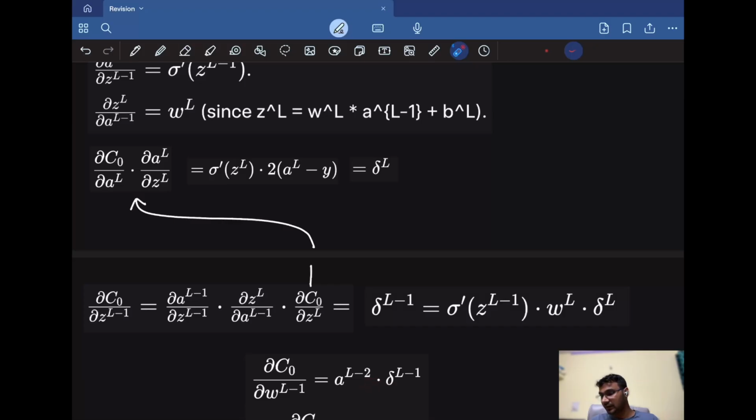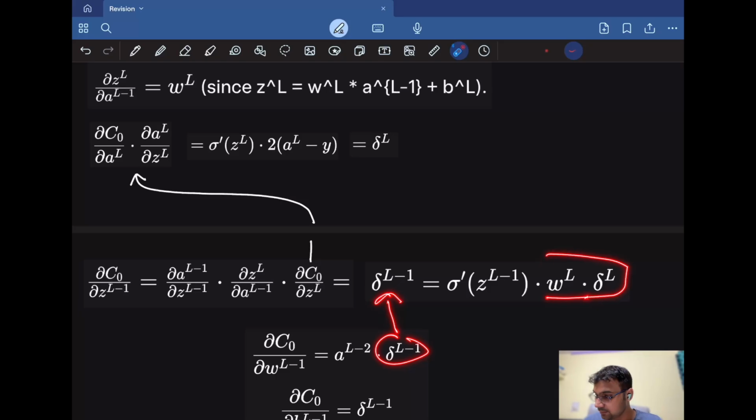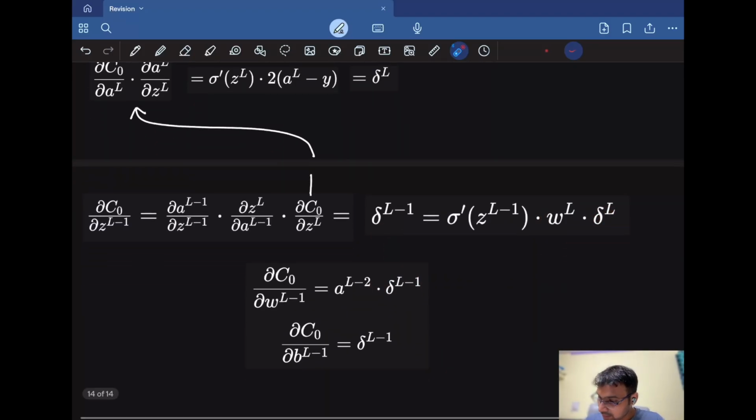This is the factor that we are multiplying the activation value with, and we calculate this value based on the weight and the delta L of the previous layer. So this is how the error is getting propagated backward. Now we can calculate the gradient when we know the delta L of the previous layer.